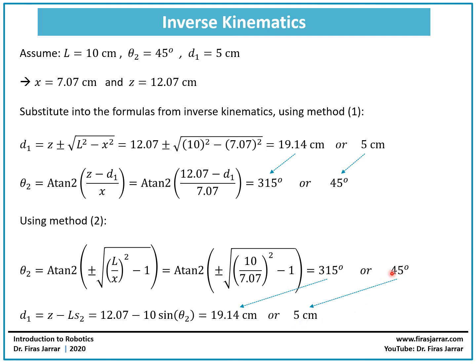So I'm again getting the same two pairs. If D1 is 5 centimeters, I will have an angle of theta 2 of 45 degrees to reach the same end effector position of X and Z. If I had a value for D1 being 19.14, this corresponds also to an angle of theta 2 equal to 315 degrees, which will give me again the same end effector position. These correspond to the two solutions, one having the end effector pointing upwards and one having the end effector pointing downwards.